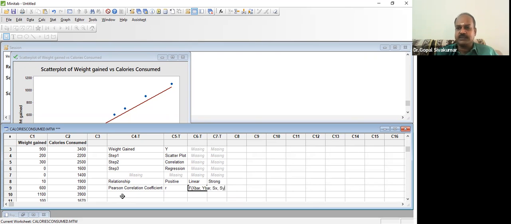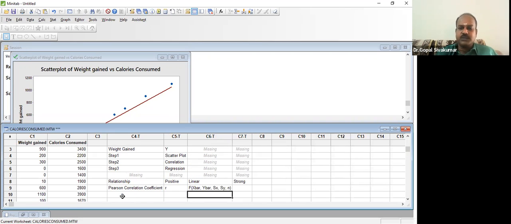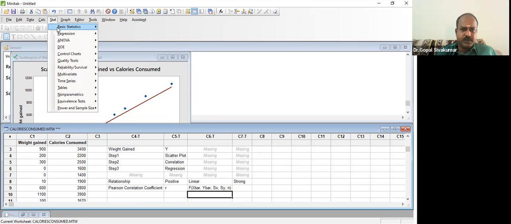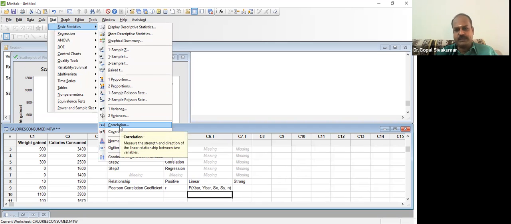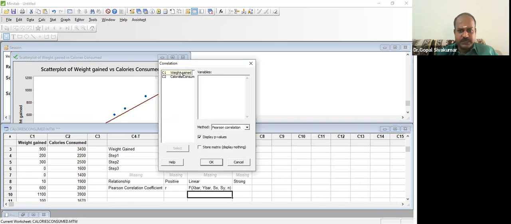Sy, the standard deviation of the y values, and the number of samples you have taken. Using all these things, you can find the Pearson correlation coefficient. So we'll now go for the Pearson correlation coefficient. Go to Stat, go to Basic Statistics, go to Correlation. When you go to Correlation, you can select both variables and bring them here. And now you just say okay.